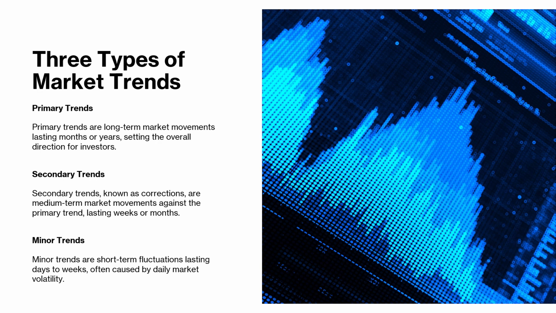Secondary trends are temporary corrections or counter moves within the primary trend. They usually last weeks to a few months and can retrace a proportion of the primary trend. For example, a pullback during a bull market or a bounce during a bear market.